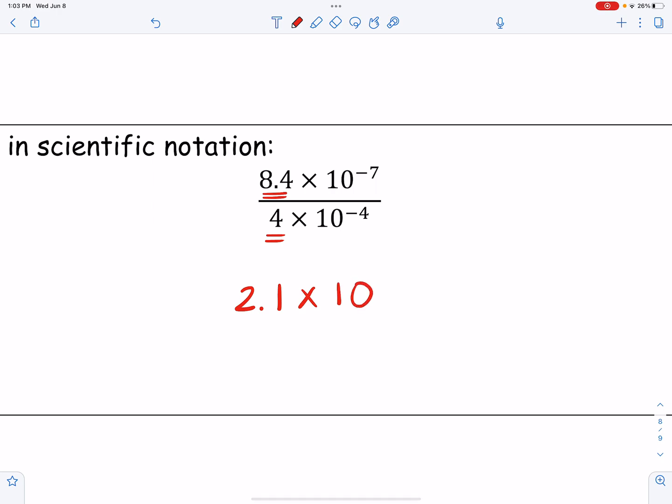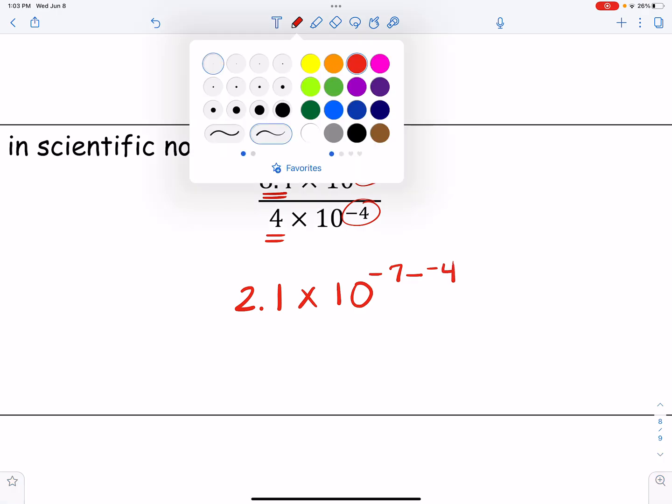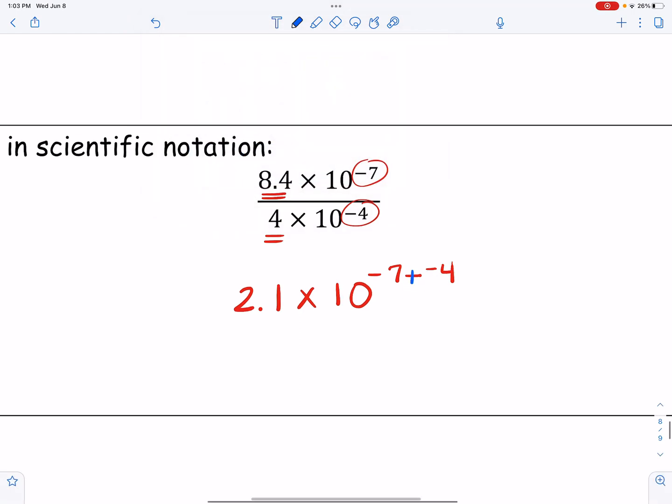And then the 10, right, we're dividing, so we subtract the exponents. So we're going to take negative 7. Careful with your signs, you're going to be subtracting a negative 4. All right, so with subtraction, you know, you end up adding the opposite. 2 negatives make a positive. And so this is going to end up being 2.1 times 10. And the power here, since this is negative 7 plus 4, would be negative 3.